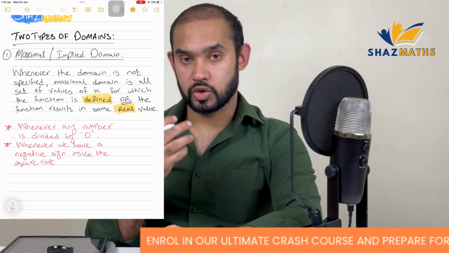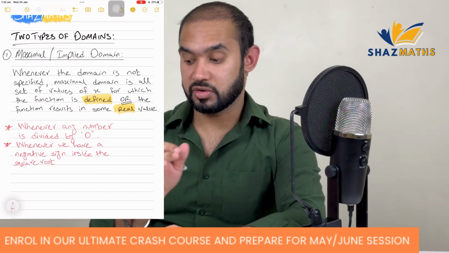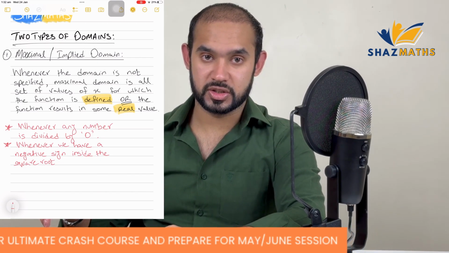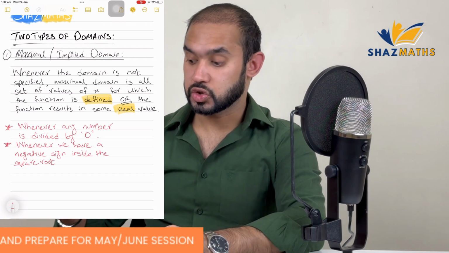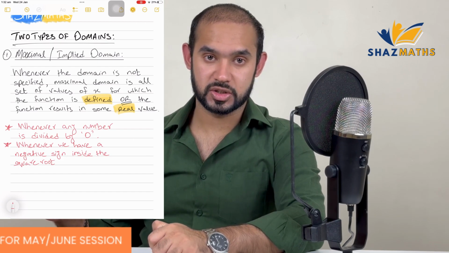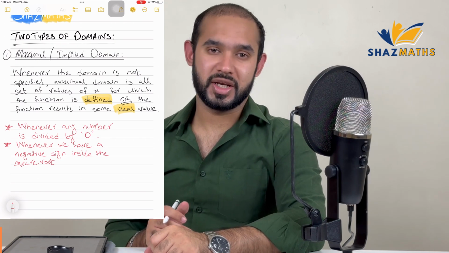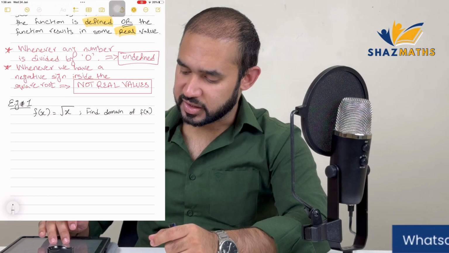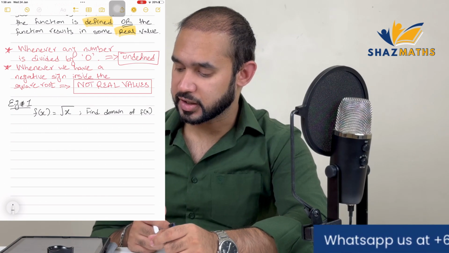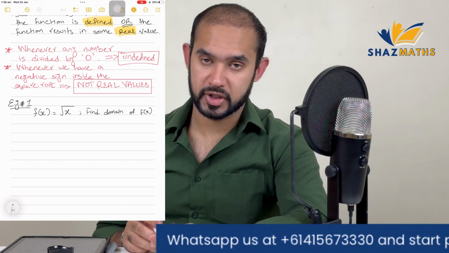Okay? So the domain will be all the set of values of x that would not result in these two conditions. That means all the set of values of x for which the function does not have these two conditions. Those will be the domain. Let's have a look via an example so that we have a better understanding. In this first example, the function f of x is defined by square root of x, and the examiner is asking us to find the domain of f of x.